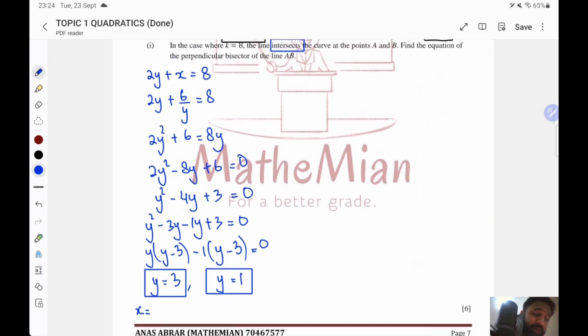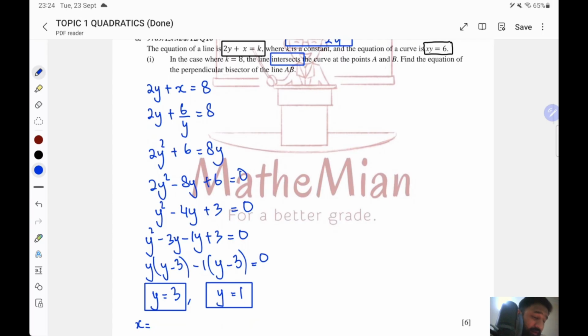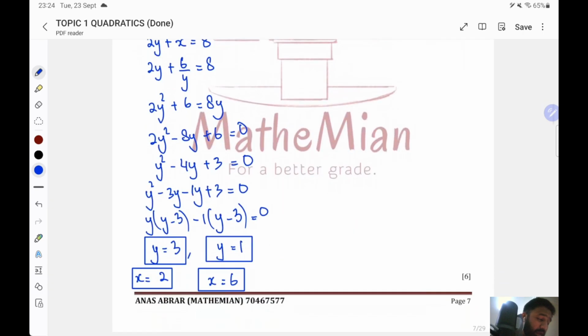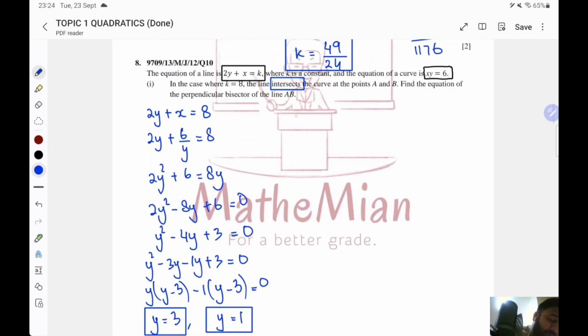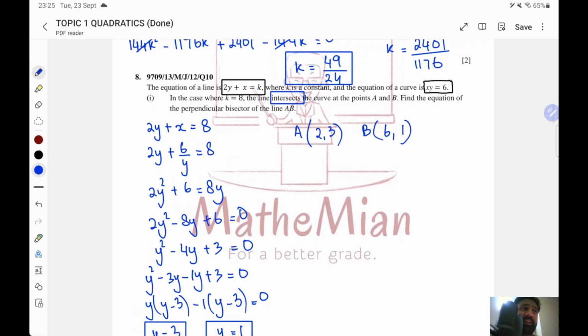coordinate as well by substituting it in the curve portion, which is x equals 6 divided by y. So 6 divided by 3 is going to be 2 for the first, and 6 divided by 1 will be 6 for the other. So we have the two coordinates with us now. What are the two coordinates? A and B. Let me mark them both over here. A is the first one, which is (2, 3), and B is the second one, which is (6, 1). Up till here the question was related to quadratics.